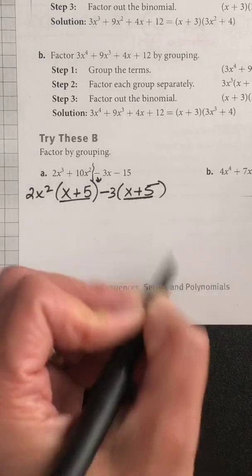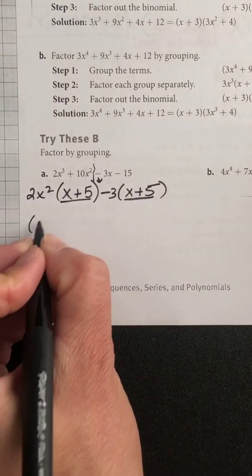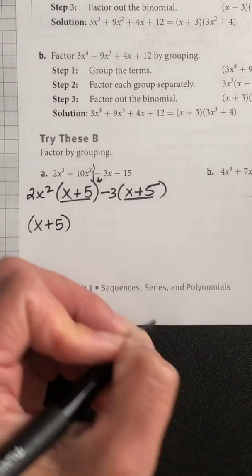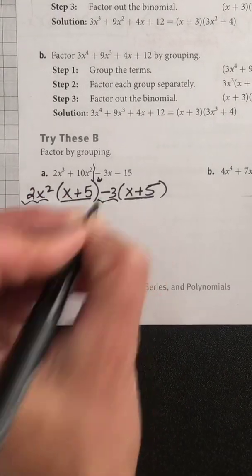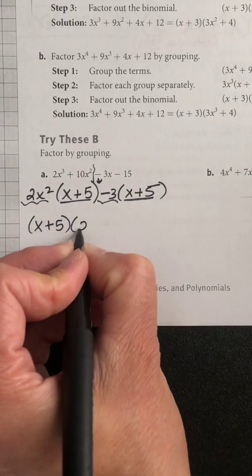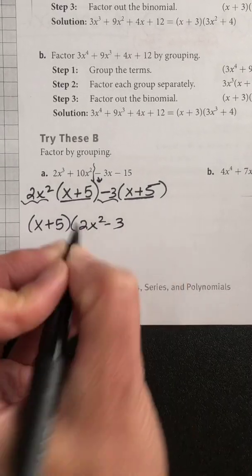And hey, check that out. They both have the same factors inside, so we're doing it right. It's factorable, and one of the factors is x plus 5. The other one are the leftovers. Slap them together. 2x squared minus 3.